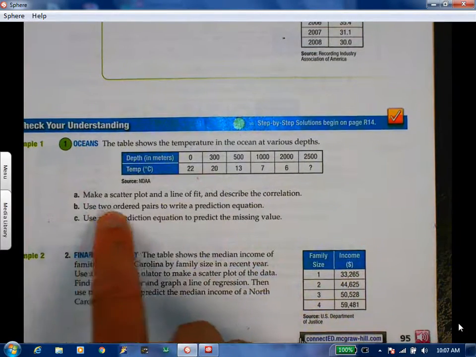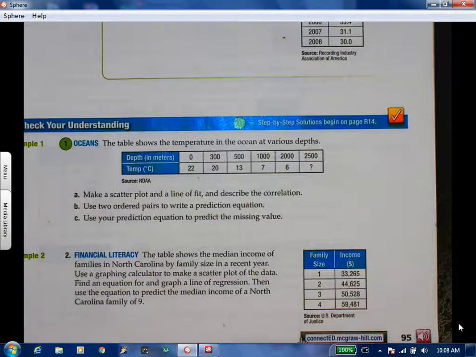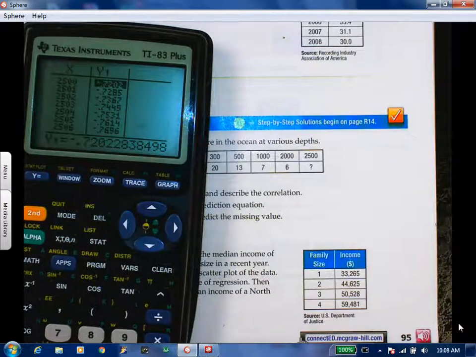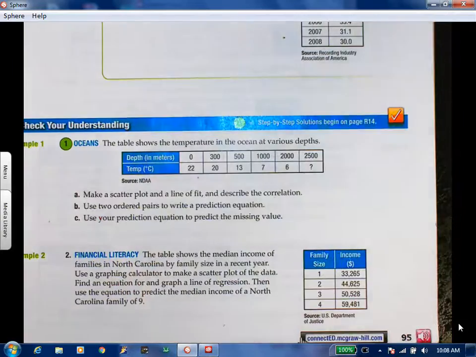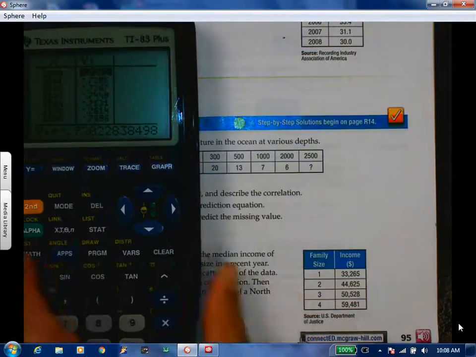Okay. So, your assignment, now you get to go through the same questions. Use your calculator. And you should be getting all the same answers now.